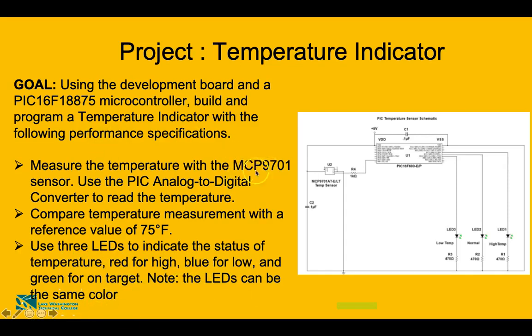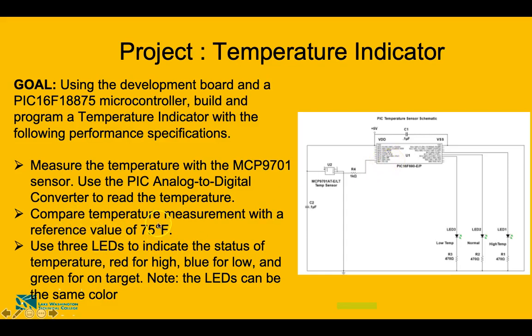You will be using the MCP9701 sensor, and that sensor has been shown here. This is your MCP9701 sensor, and you'll be converting analog to digital. You have to do analog to digital conversion because this sensor will receive the temperature as a non-electrical quantity, and you want to convert that non-electrical quantity into an electrical quantity. Then the electrical quantity must be converted into a digital signal, which will go into the microcontroller.